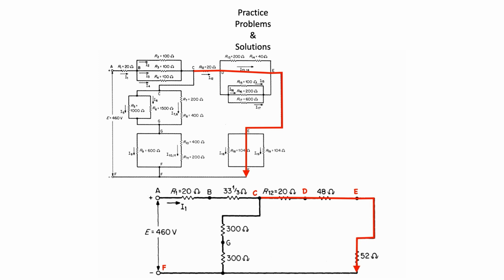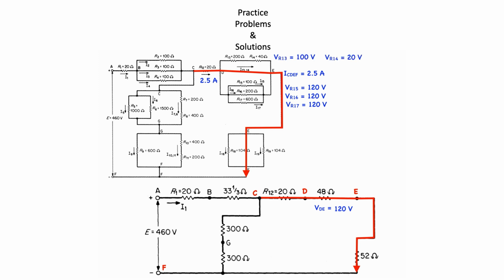Remember, this is a simplified circuit, and the current through branch CDEF is 2.5 amps, and the voltage drop from D to E, according to Ohm's law, is 48 times 2.5, or 120 volts. Therefore, the voltage drops VR15, 16, and 17 are also 120 volts. This means, according to voltage division, VR13 is equal to 100 volts, and VR14 is equal to 20 volts.